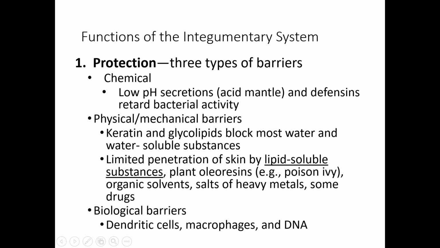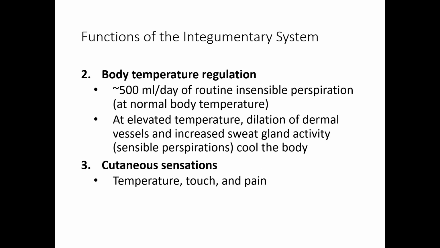Finally, biological barriers. Those are cells sitting in our skin, like macrophages and dendritic cells. They are waiting for any type of pathogens, bacteria, or viruses to kill them. Second function is regulation of the body temperature. On average, an adult produces about 500 milliliters or half a liter of sweat a day. And of course it depends a lot on the temperature.